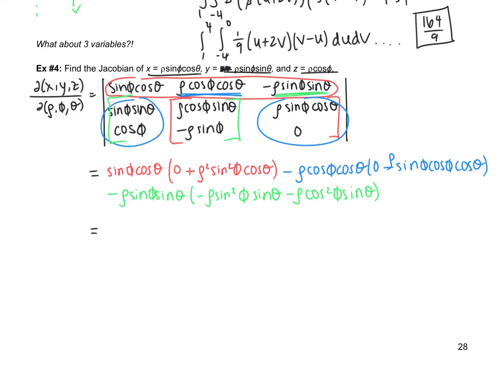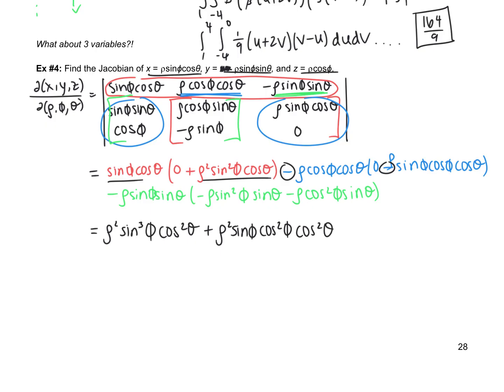Now let's do some distributing, some simplifying, all of that good stuff. When I multiply these, I should get rho squared sine cubed phi cosine squared theta. The negative and the negative is going to give me positive rho squared sine of phi cosine squared of phi cosine squared of theta. Okay, so then down to the green, I'm going to get rho squared sine cubed phi sine squared theta. And again, I'm going to get a rho squared sine of phi cosine squared of phi sine squared of theta.